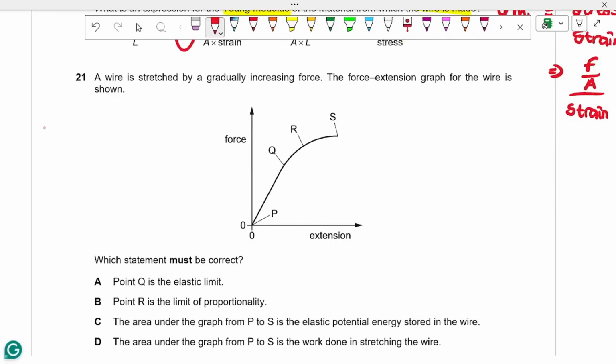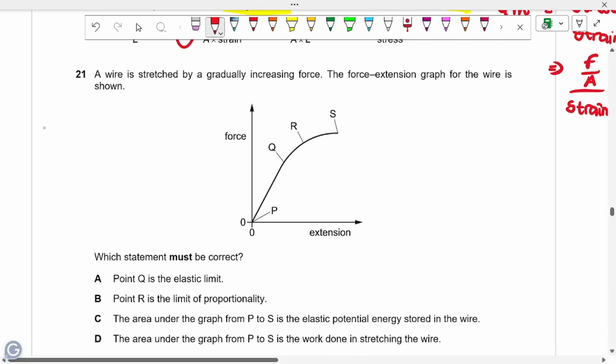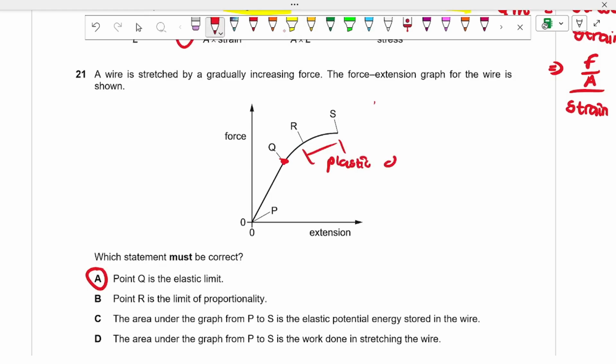A wire is stretched gradually by an increasing force. The force extension graph is shown. Which statement must be correct? Okay, point Q is the elastic limit. That is correct, because after Q, it's no longer elastic. It doesn't return to its original length after the deformation has occurred, because this is a region that I call a region of plastic deformation. So I really can't have elasticity being present from Q to S.